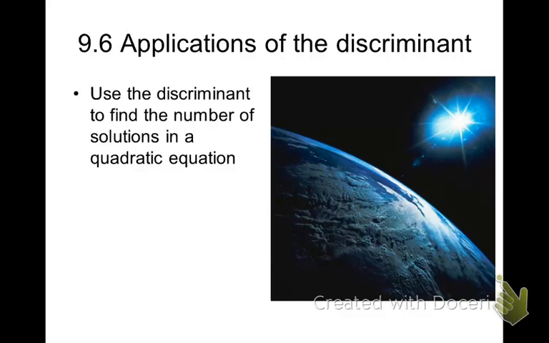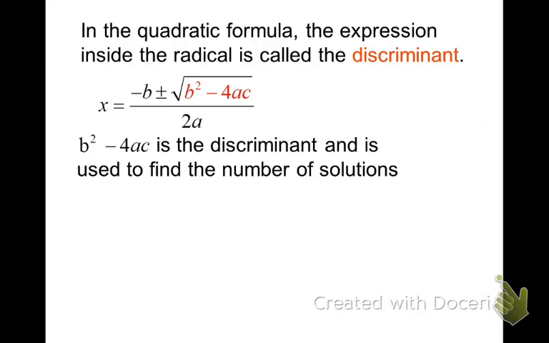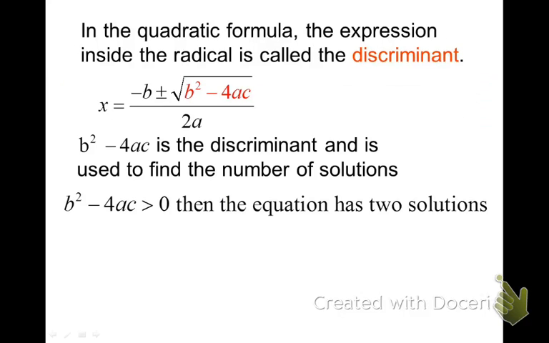Okay, section 9.6, applications of the discriminant. What we're going to do is use the discriminant in order to find out how many real solutions there are for a quadratic equation. So in the quadratic formula, the b squared minus 4ac, that is the discriminant. And what we're going to do is plug in the a, b, and c into that and then evaluate it to see whether it's going to be a positive number.